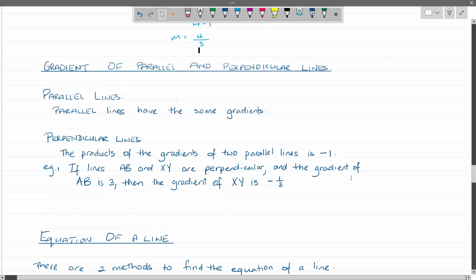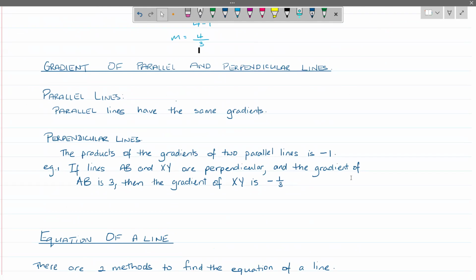So I just want to introduce 2 concepts here, but I'm going to come back to it at the end after we do equation of a line. Gradients are an important concept in this topic because we can use gradients to tell about properties of 2 lines. You could talk about whether 2 lines are parallel. Parallel means that they're going in the same direction, they're the same distance apart, and they will never intersect or meet. Right? They're running parallel to each other.